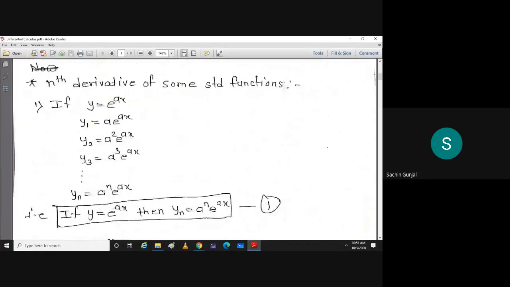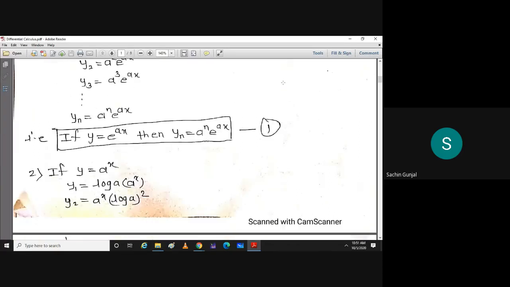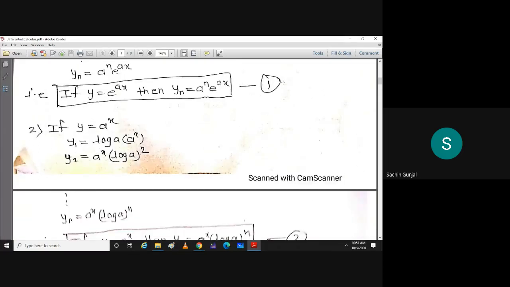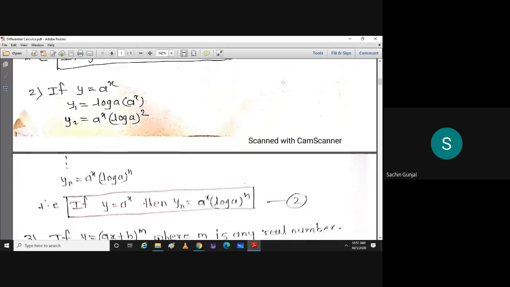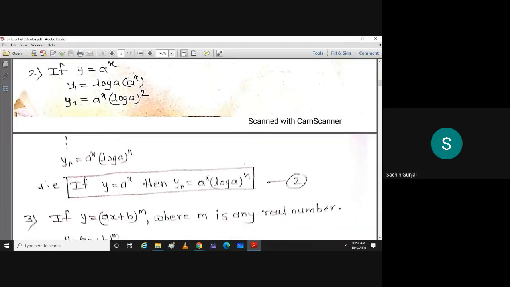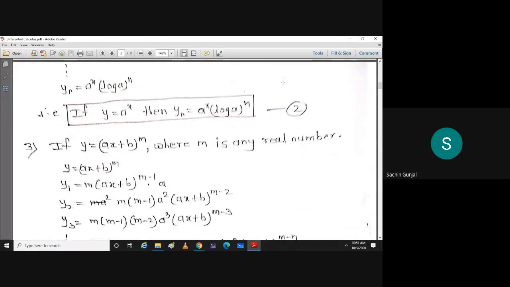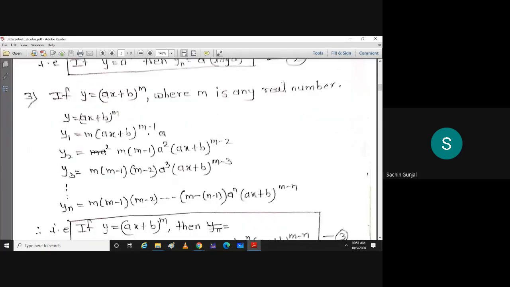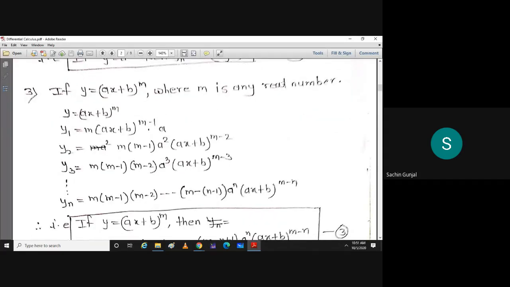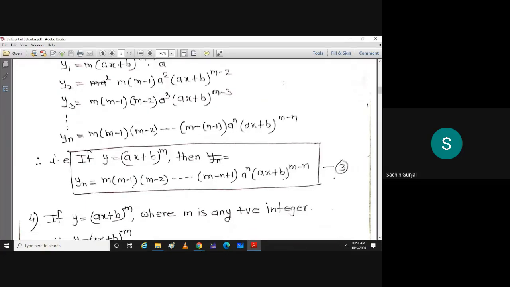In that, first was e raised to ax, whose nth derivative is a raised to n e raised to ax. Then a raised to x, whose nth derivative is a raised to x times log a raised to n. Then the polynomial (ax plus b) raised to m, where m can be any number. So its nth derivative is m into m minus 1, m minus 2, up to m minus n plus 1, into a raised to n, (ax plus b) raised to m minus n.